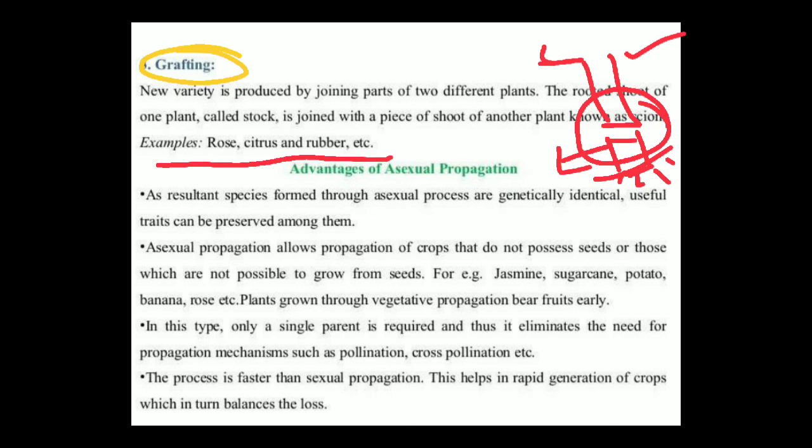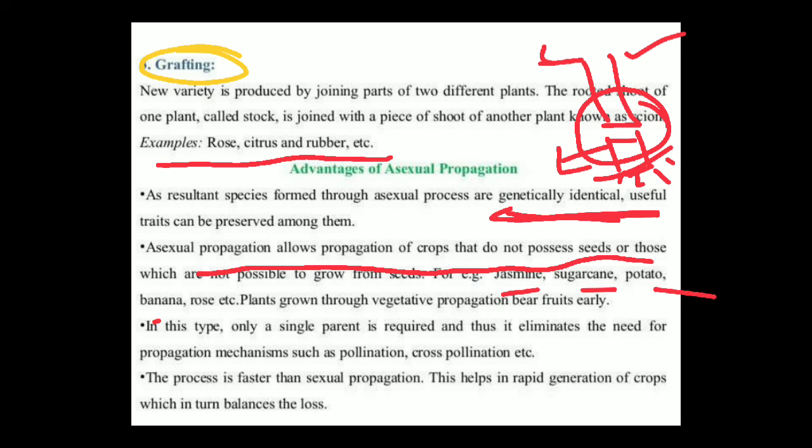You can see that as resultant species formed through asexual processes are genetically identical, because you are not going for any two parents. So, the new plant produced will be very much similar genetically to the parent plant. So, it is useful, traits can be preserved among them. Asexual propagation allows propagation of crops that do not possess seeds. Very important point. You can see that I have given the examples such as jasmine, sugarcane, potato, banana, rose.